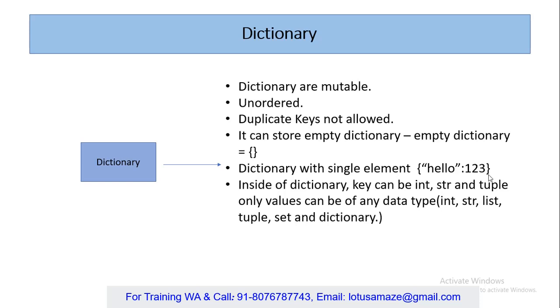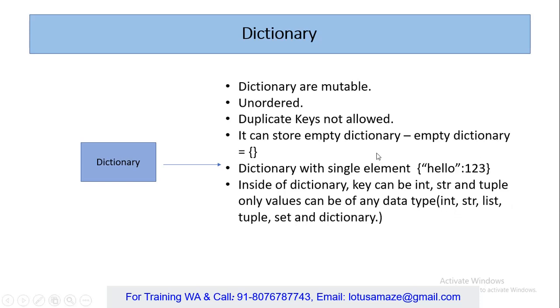Mutable means once we create a dictionary, later on we can add more values to the dictionary. Dictionaries are unordered. Unordered means we cannot access any item from the dictionary using index number. So to access any value, we have to use the key only. I will show you in the practical, that would be more clear. Duplicate keys are not allowed in the dictionary. To store an empty dictionary, we just write blank curly braces.